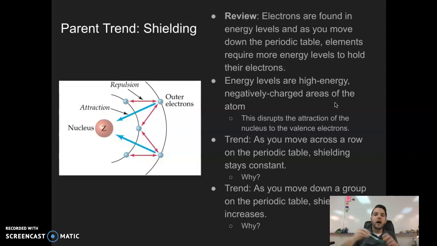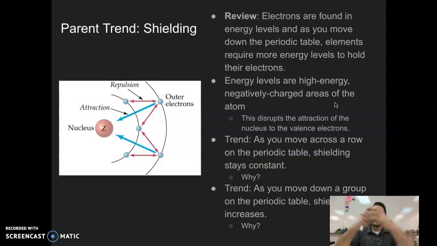Let's do green. So electrons are found in the energy levels, and as you move down the periodic table, the elements are going to have more electrons, and therefore their electrons are going to be organized into more energy levels in order to keep them revolving around the nucleus. Now, because energy levels are where we find electrons, they're all going to be negatively charged areas.